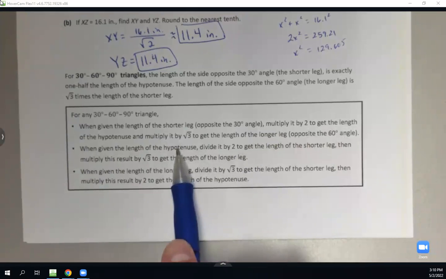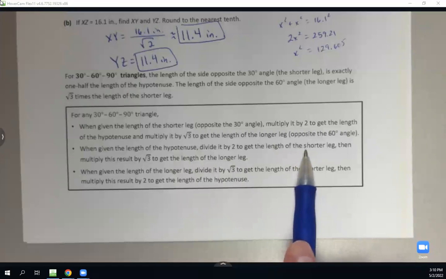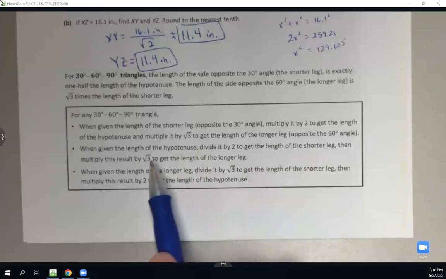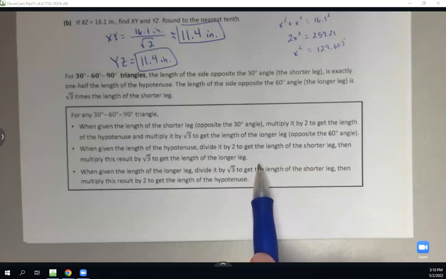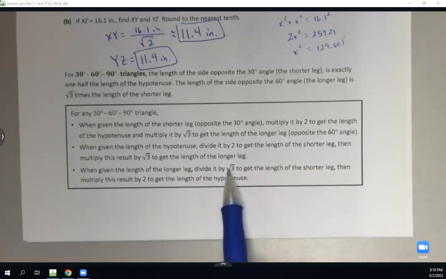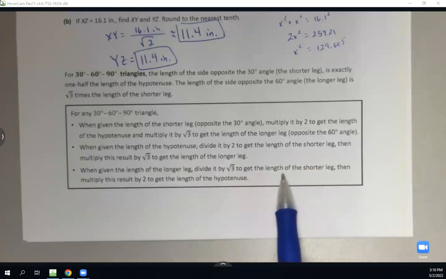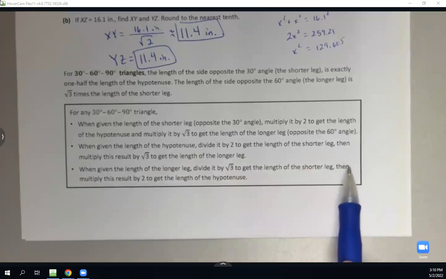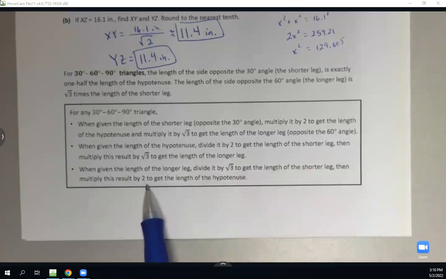So if you know the hypotenuse, divide by 2 to get the shorter leg, then take the shorter leg times the square root of 3 to get the longer leg. When given the length of the longer leg, divide it by the square root of 3 to get the length of the shorter leg. Then multiply this result by 2 to get the length of the hypotenuse.